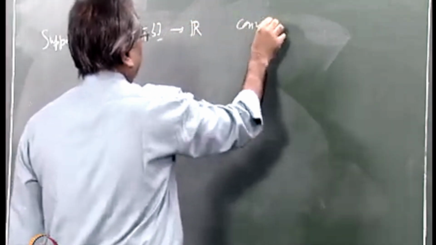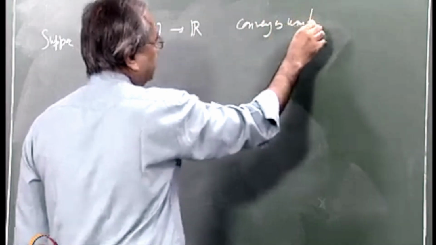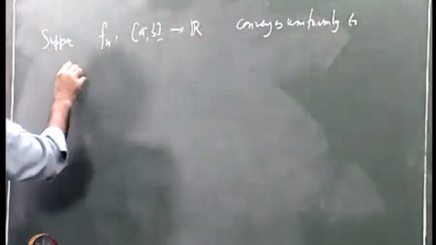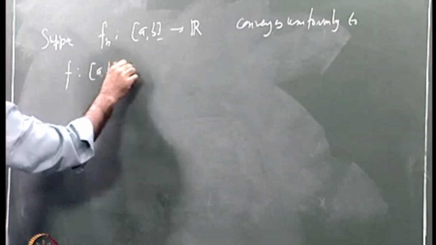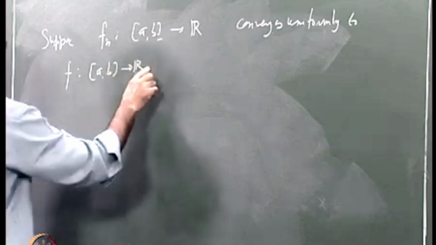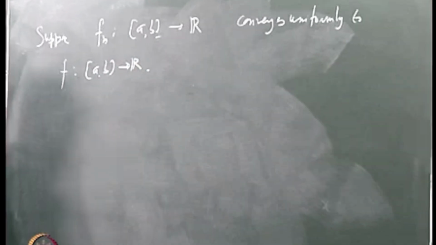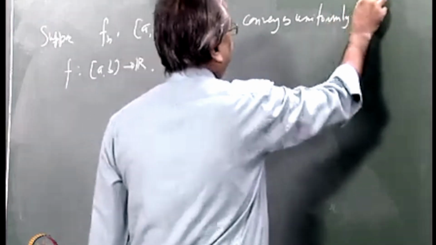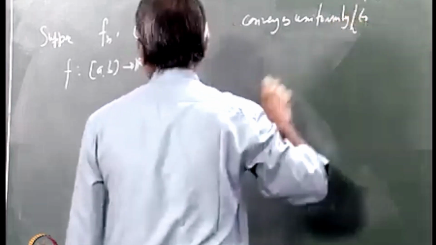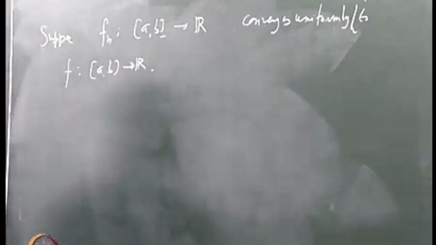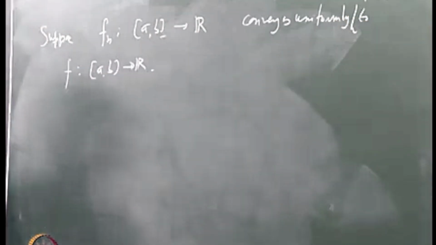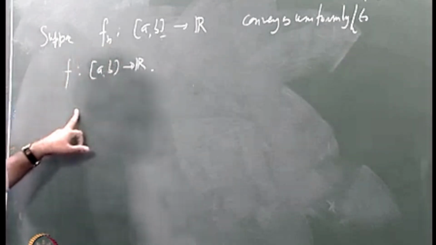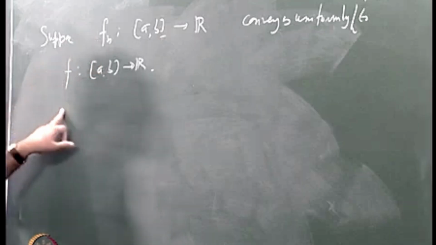converges uniformly to some function f from [a,b] to R. Of course, converges uniformly on [a,b]. Then what we want to say is that if each Fn is integrable, f is also integrable, and the integral of Fn converges to the integral of f.